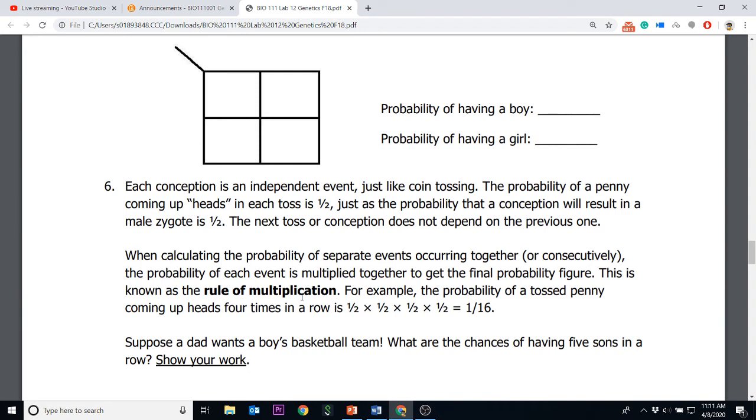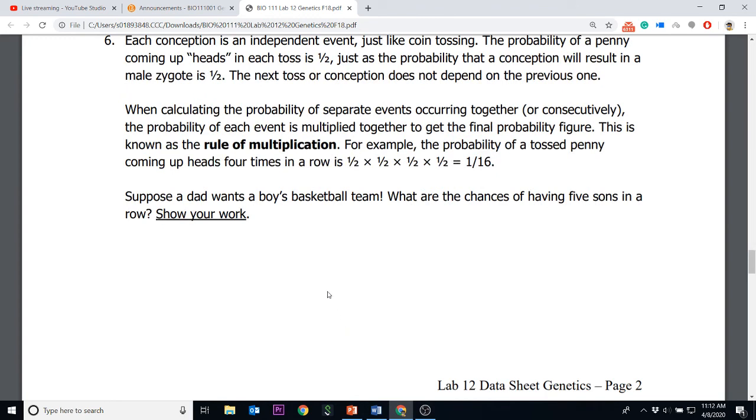So that's what the rule of multiplication is. It's telling you that if you want a certain event to happen in a particular order, like 4 boys in a row, or you toss your penny 4 heads in a row or 4 tails in a row, it's going to be harder than just head or tail. Okay. So in this question number 6, what about 5 sons in a row? How will you do it? You just do the same thing like here on top. You have 1/2 times 1/2, but this time you have five 1/2s multiplied together. And then you have a very small number.